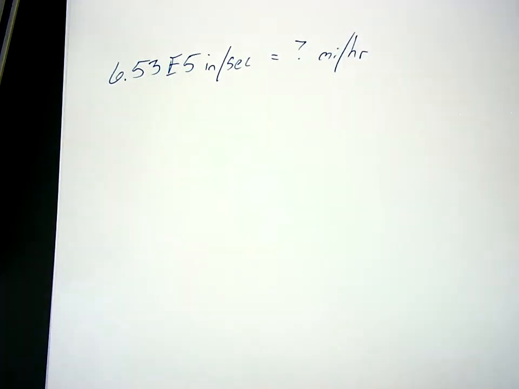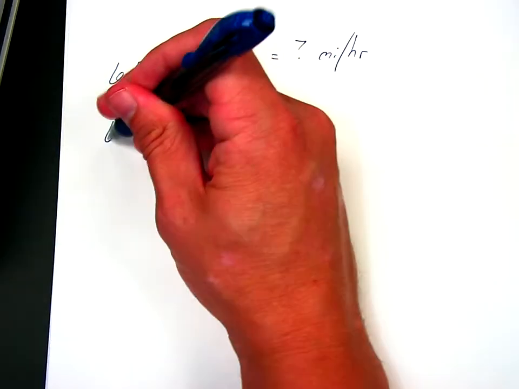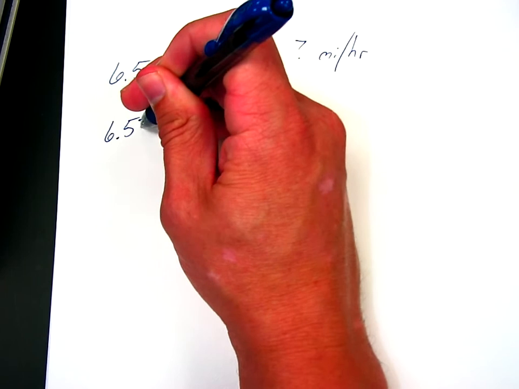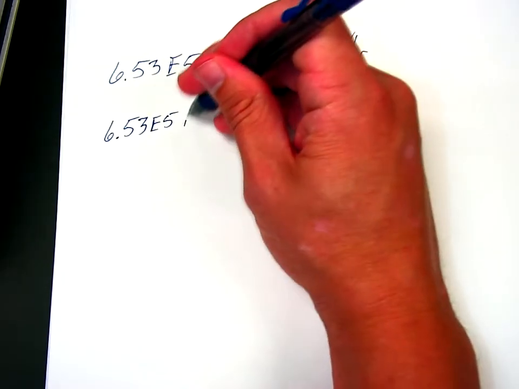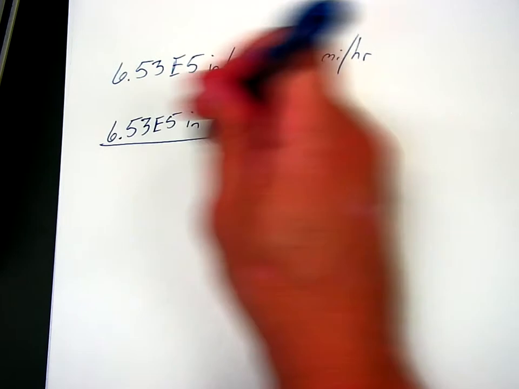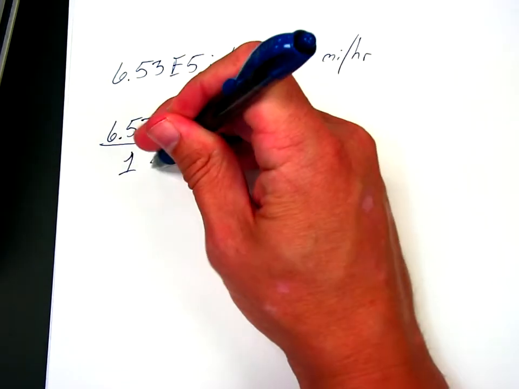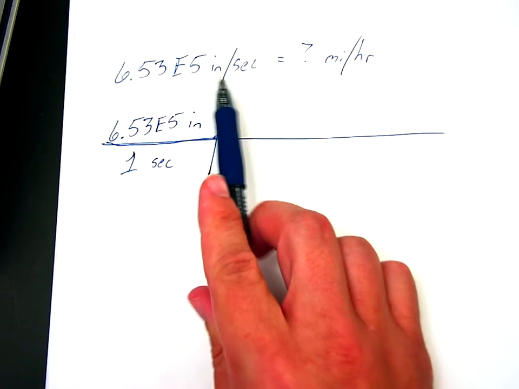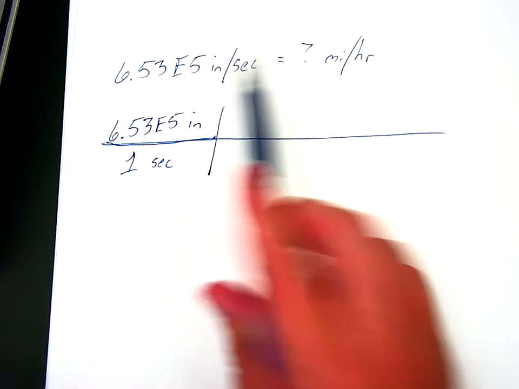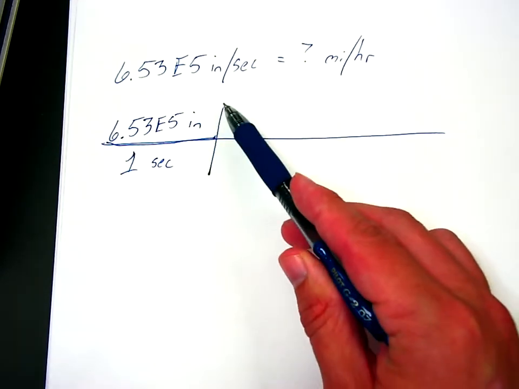So let's take a look at how to solve this using dimensional analysis, and this will be some review for you, all right? If I'm going to put this into a dimensional analysis grid, it would say 6.53 E5. That's how many inches there are in 1 second.